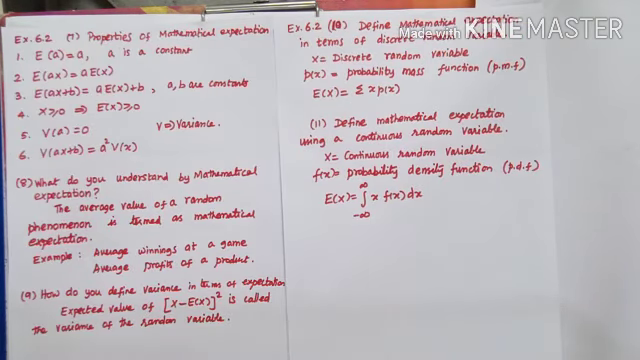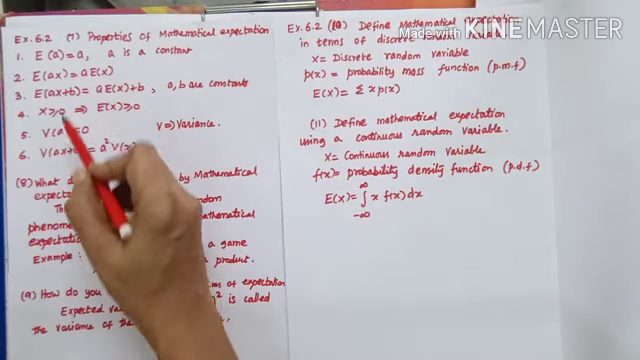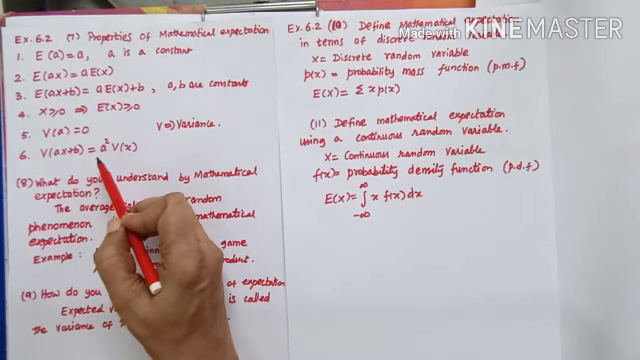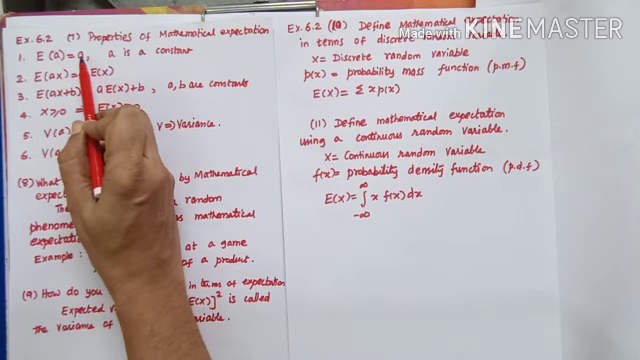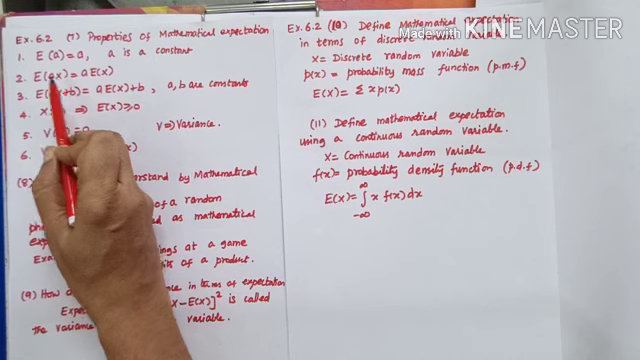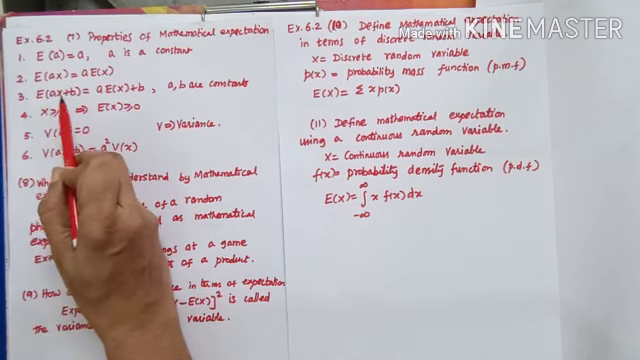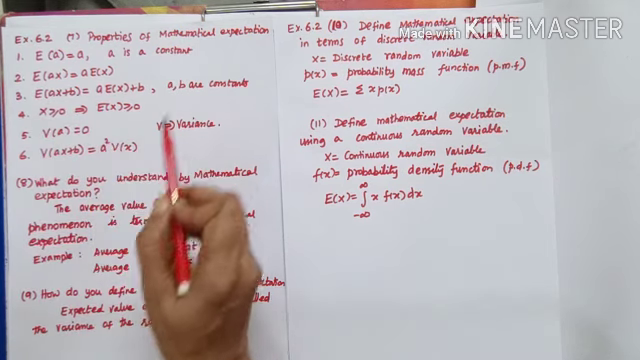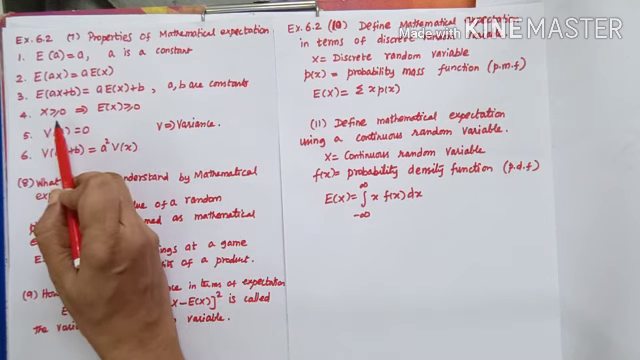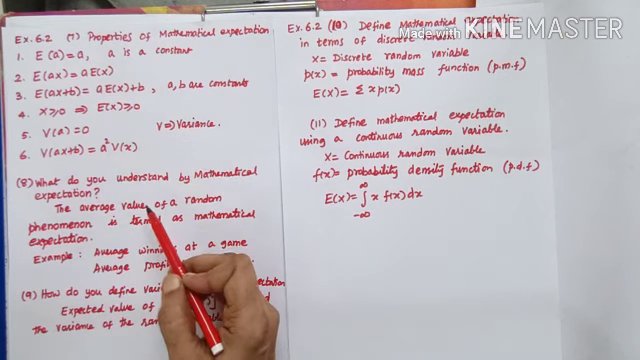Question number 7, exercise 6.2. Properties of mathematical expectation. We already discussed these in the introduction, we are just listing out the properties. Expectation of a constant is constant. Expectation of ax is a times expectation of x. Expectation of ax plus b is a E of x plus b, where a and b are constants. X greater than or equal to 0 implies E of x is also greater than or equal to 0.